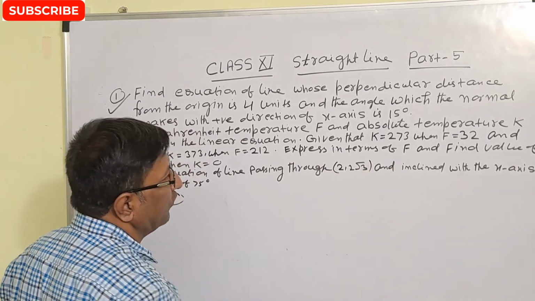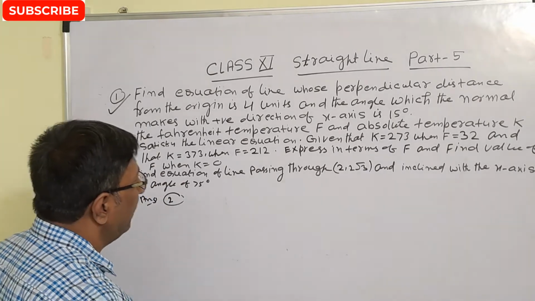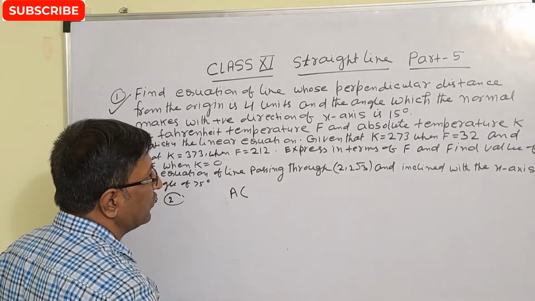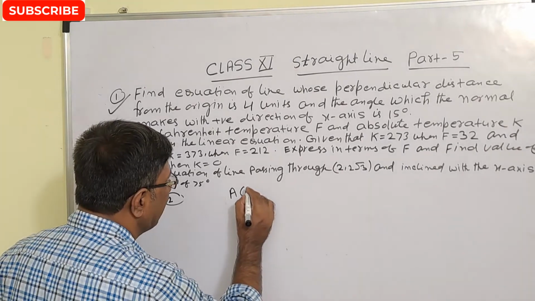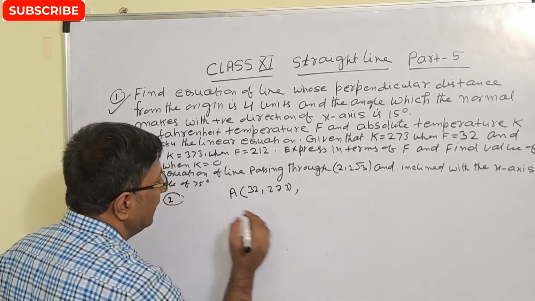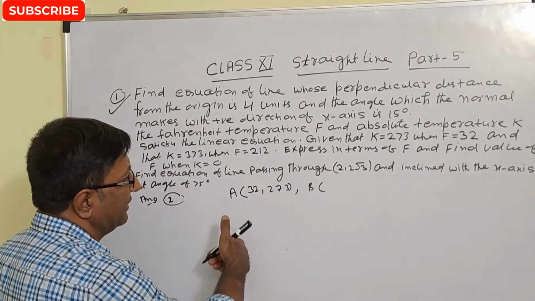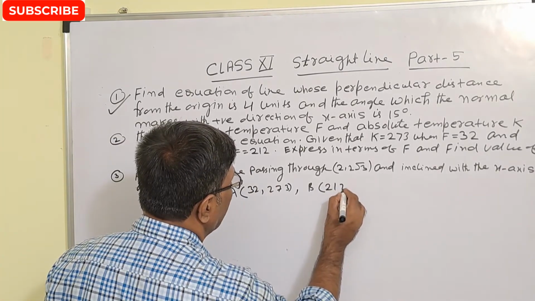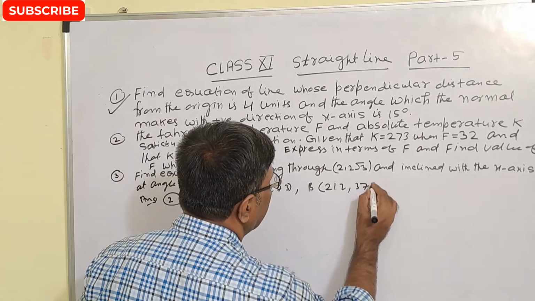So suppose F is the x coordinate and K is the y coordinate. So suppose there is one point, the first point, with x coordinate and y coordinate. We are taking F for the x axis, so this is x coordinate 32 and y coordinate 273. Now in the same way there is a second point. We have taken F as the x axis, so in the second case F is 212, and K as the y axis, so y is 373.